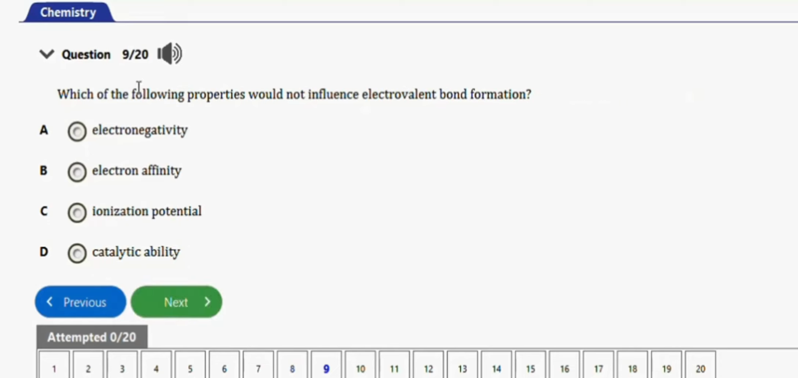It says which of the following properties would not influence electrovalent bond formation? So the one that will not influence will be option D, catalytic ability. Alright, electronegativity will influence, electron affinity will influence, ionization potential will influence. So the answer is option D, guys. Next question will be this one.